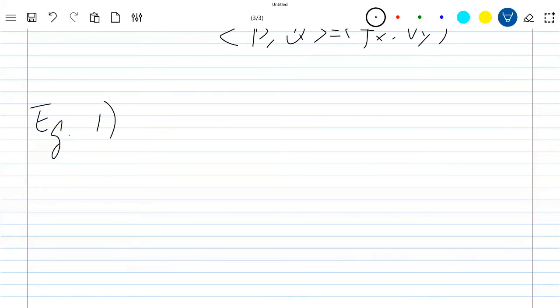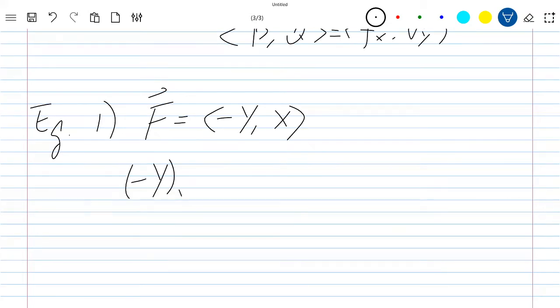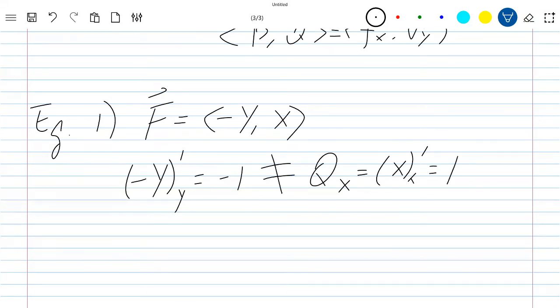First one, F equals (negative y, x). Is that a potential field? Well, let's check it. That's P, take its y derivative, so negative 1, and Q, take its x derivative, that is 1. And of course, they are not equal, so it's not a potential field.